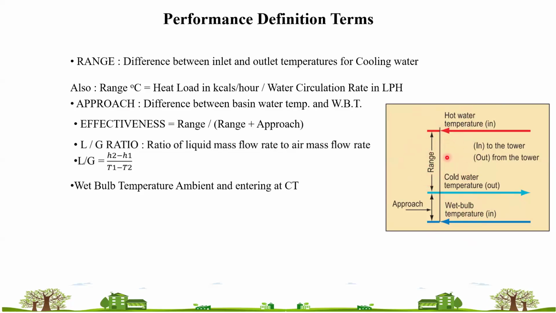So 5 by 9 is your effectiveness. Somewhere around 50 to 60% you were able to do the effective work. So that's how cooling towers are defined. It means you were able to do a 9 degrees Celsius delta T, but you were able to get only 5 degrees Celsius delta T due to some parameters, some other phenomena in the cooling tower. But that's how effectiveness is calculated.